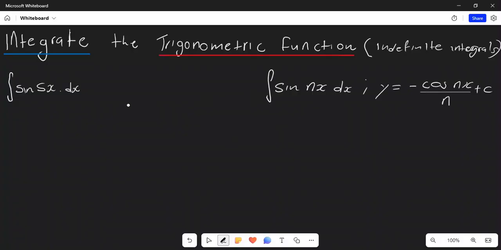Okay, now let's do it guys. So as you can see, our n here is 5. So when we find our integral here, it's very simple. It's going to be negative cos 5x divided by 5 plus c. That is our final answer guys.